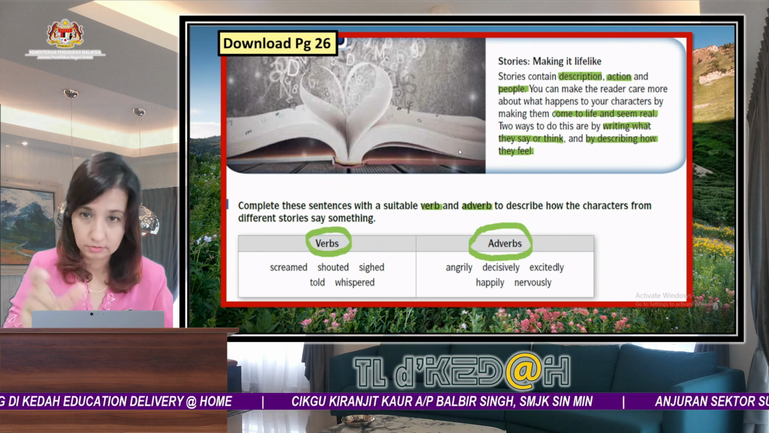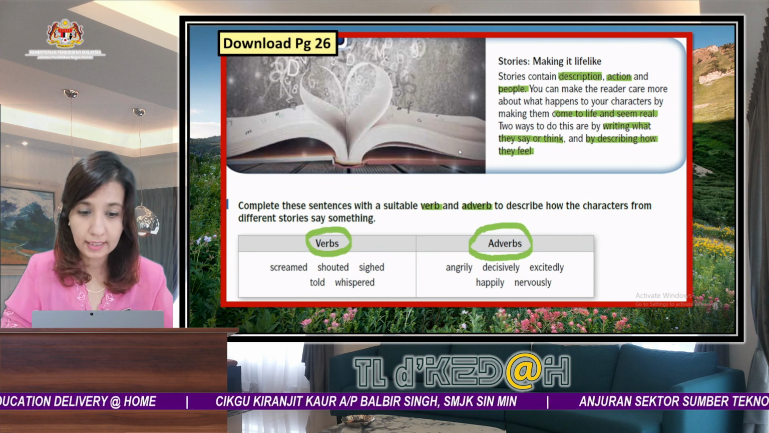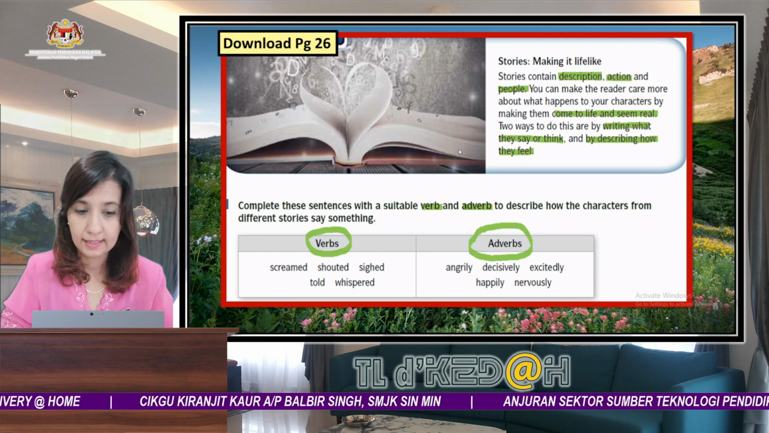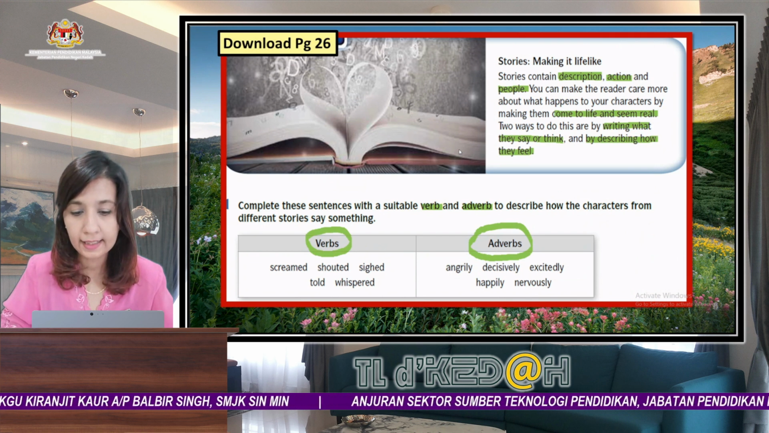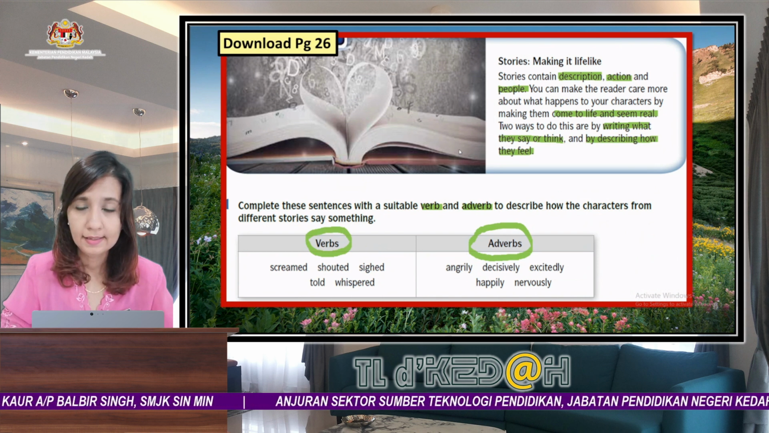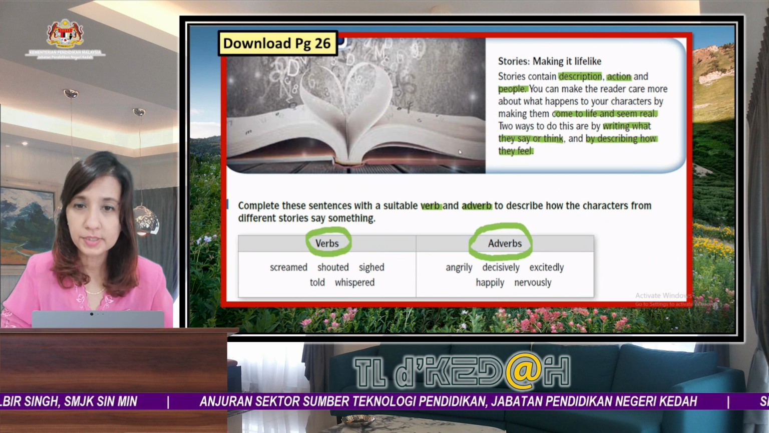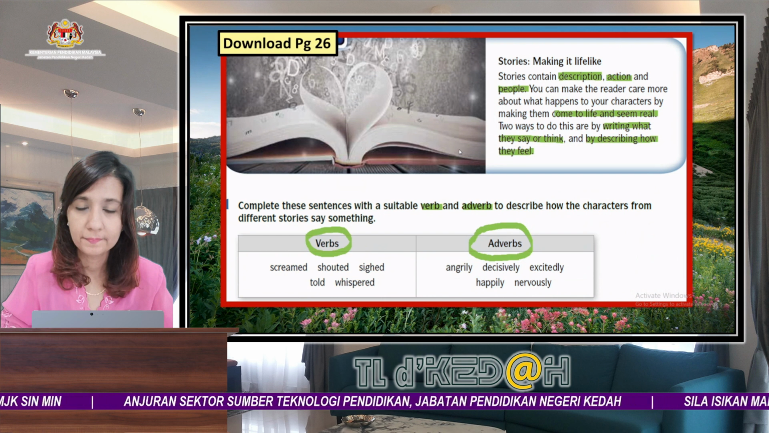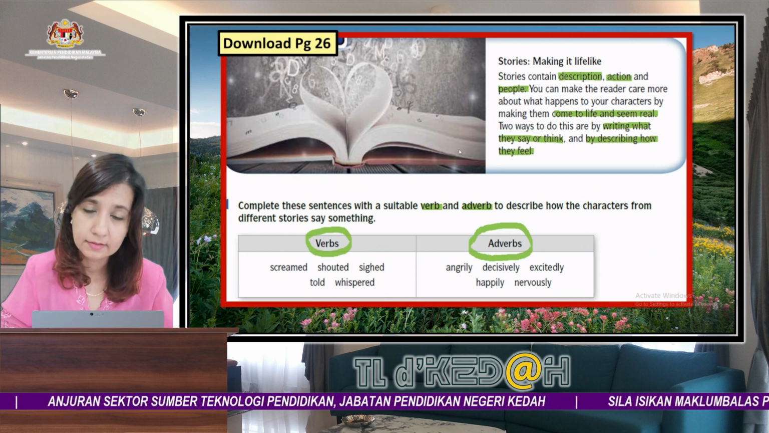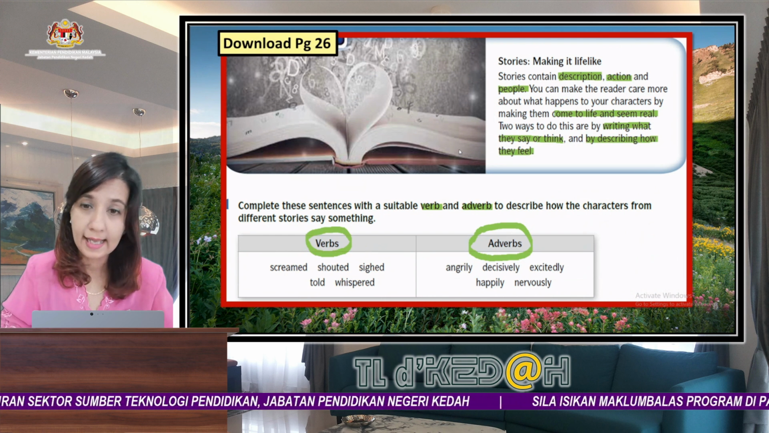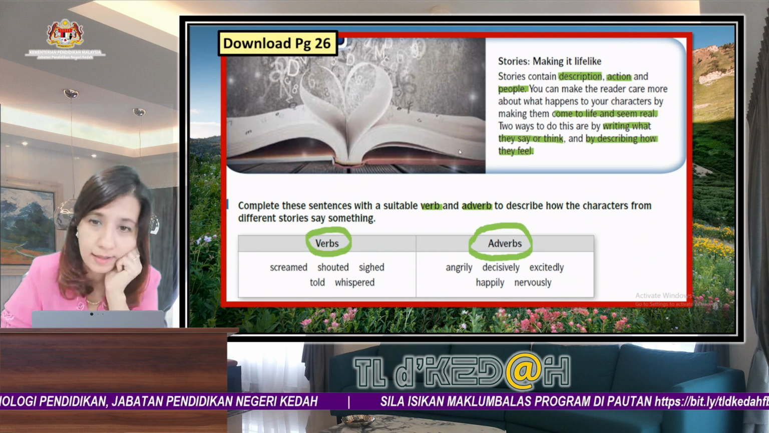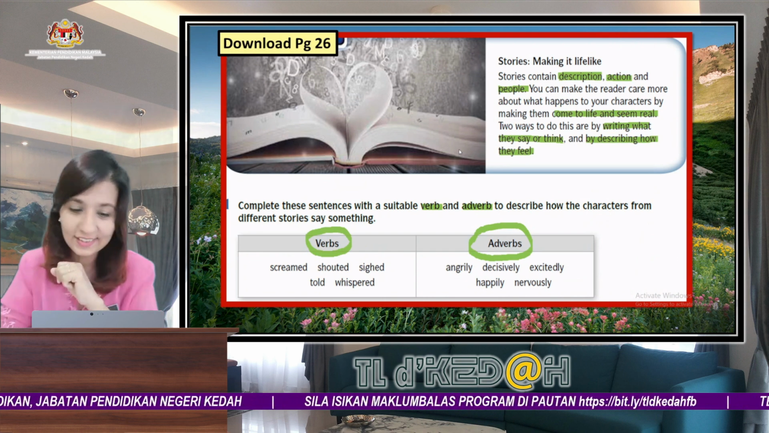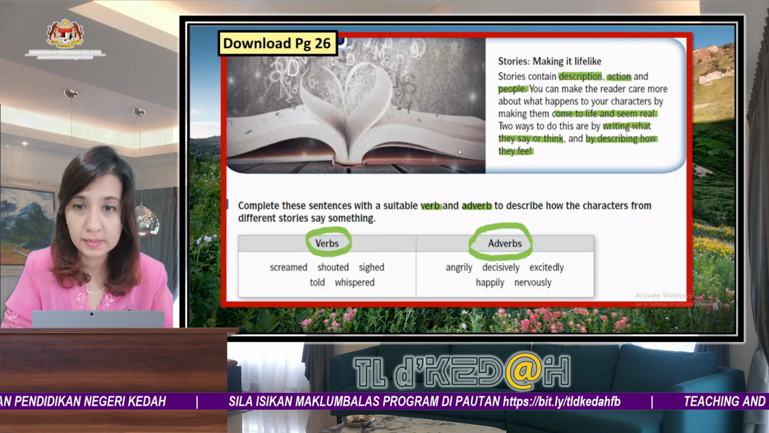How do you do that? Using your words. You use good words, like the example given here: scream, shouted, sigh. Do you know what sigh is? Do you know when you sigh? When you are tired, when you are sad, when you are worried, that is a sigh. Right, told, whispered.